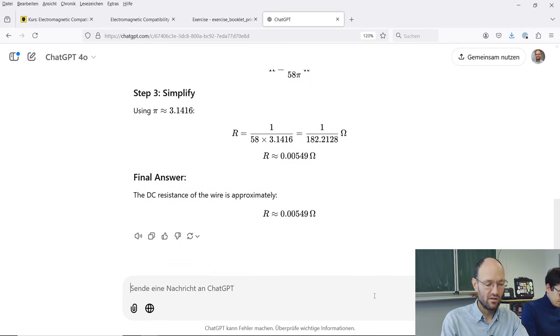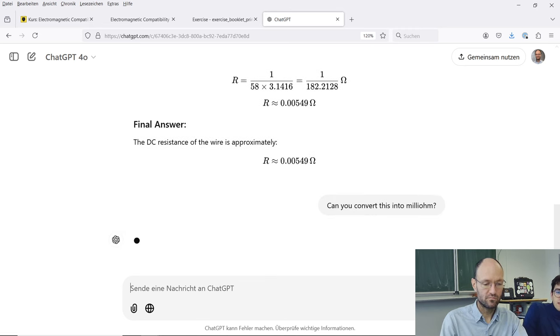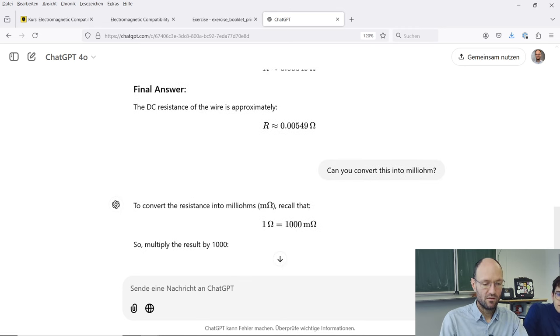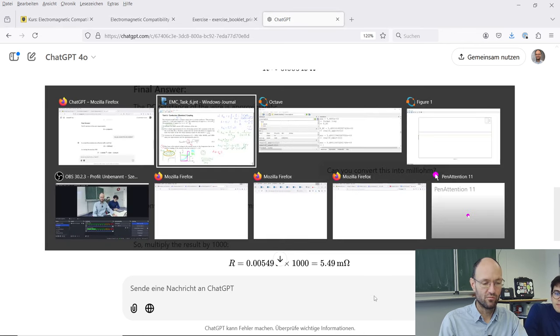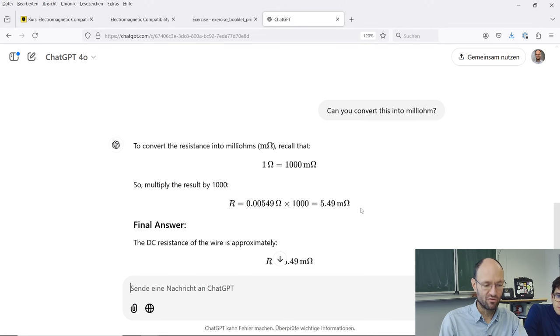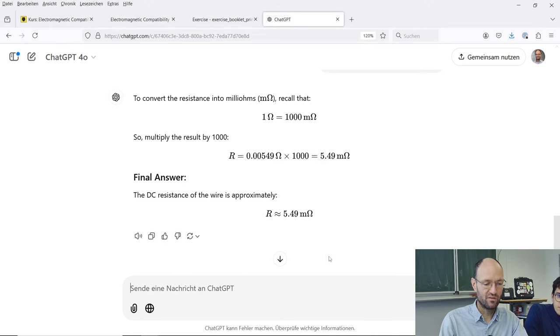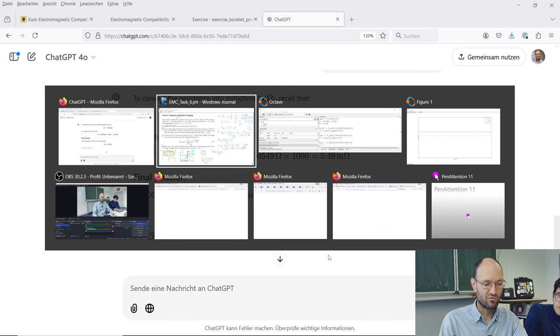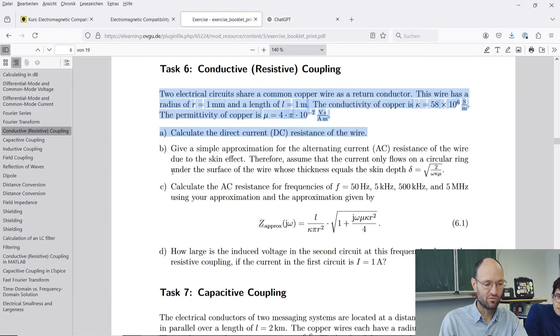And we can ask, okay, can you convert this into milliohm? And then it does the conversion and says, okay, 5.5 milliohm. Not too bad. And if we check, yeah, it's also including units each and everywhere. So I would say it's a useful solution.